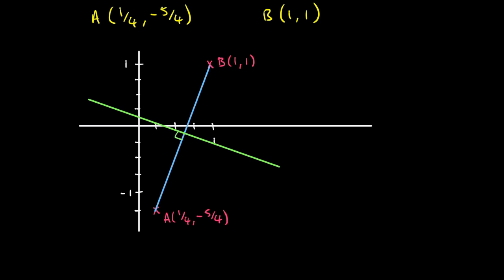Okay, so what do we need if we want to find the perpendicular bisector? We need to find the gradient of that line, and we need to find the point that the line goes through.